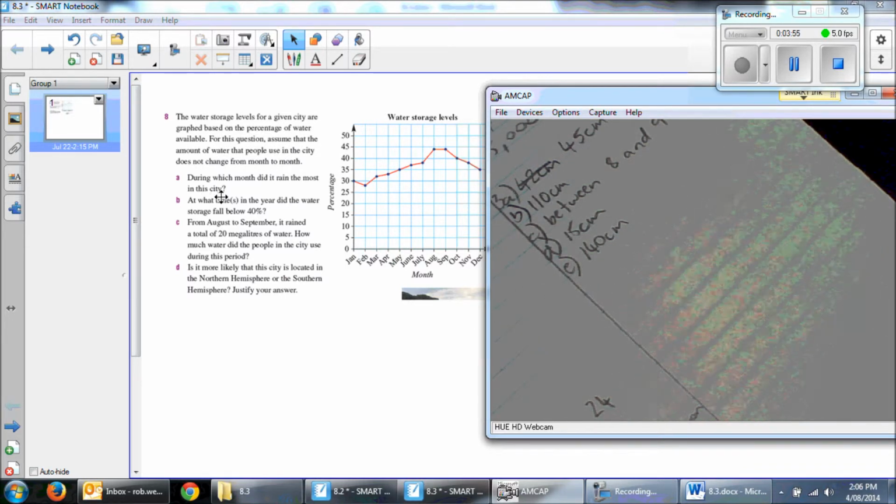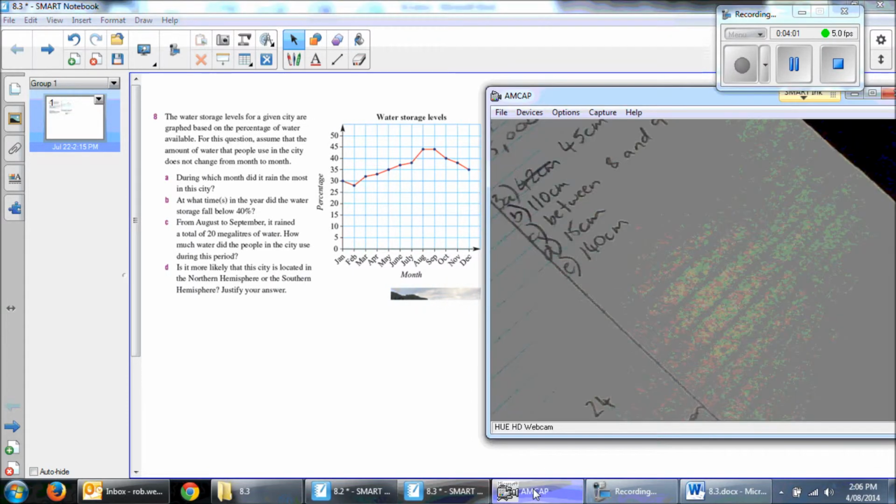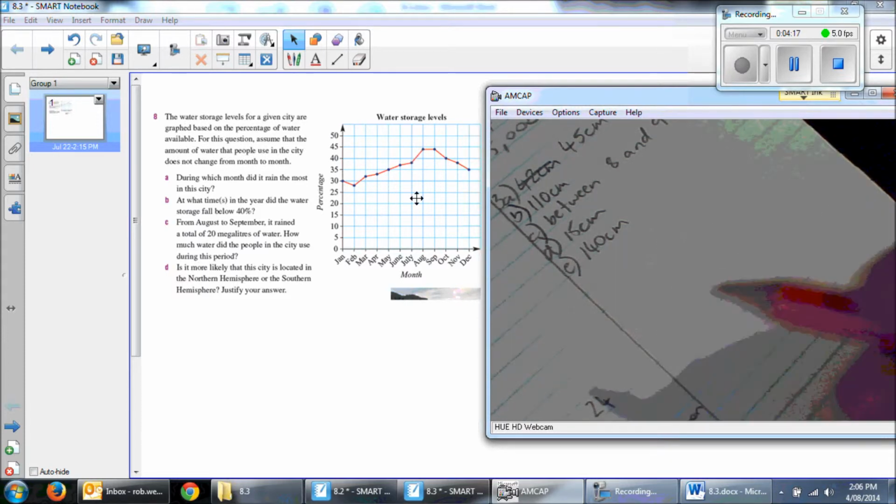So we're asking, during which month did it rain the most in this city? So we're looking for a big rise in the data. There was quite a large rise in February to March. It went up probably around about 5%. But the biggest one that I can see is from July to August. So I would be saying that it rained the most in July.